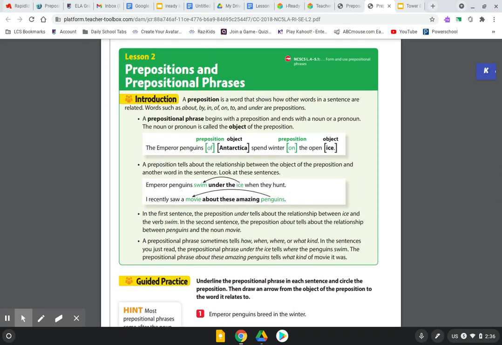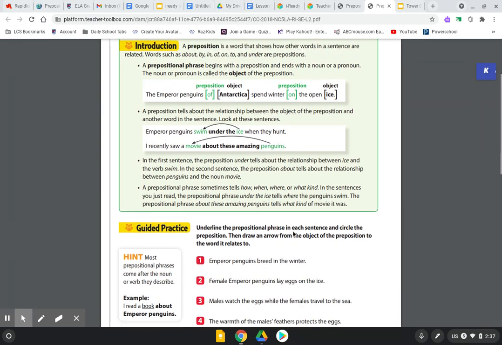Just to remind you, a preposition is a word that shows how other words in a sentence are related. Words such as about, by, in, of, on, to, and under are prepositions. Sometimes I like to think of prepositions almost like a position word. It's telling you where something is. A prepositional phrase begins with a preposition and ends with a noun or a pronoun. The noun or pronoun is called the object of the preposition. That's really our main focus for today. We also are looking at what the relationship between the object and the preposition are relating to in certain sentences.